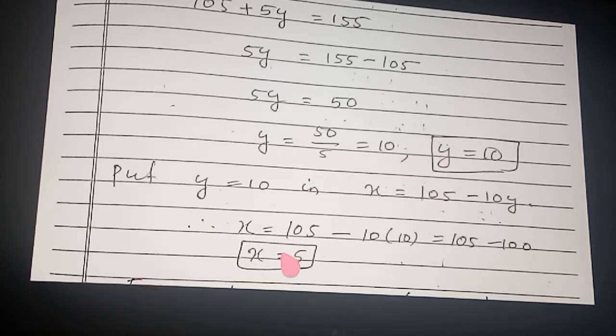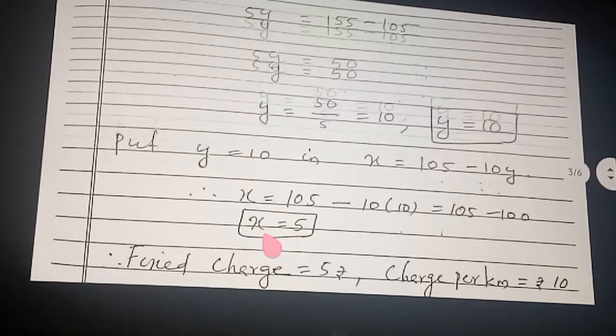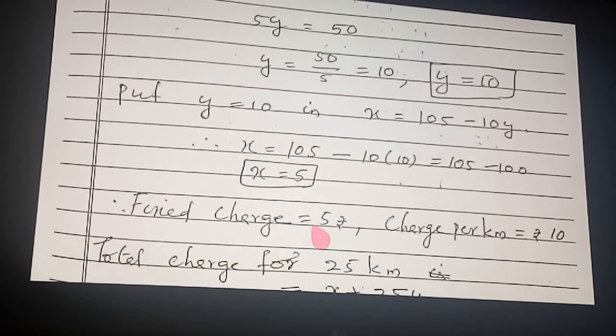Now you got the fixed charge. And here you got the value of y also. So charge per kilometer also got and fixed charge also got. That was your question. So write the answer. Fixed charge is equal to 5 rupees. Fixed charge you supposed as x. Therefore x, how much did you get? 5. You don't interchange and write it.